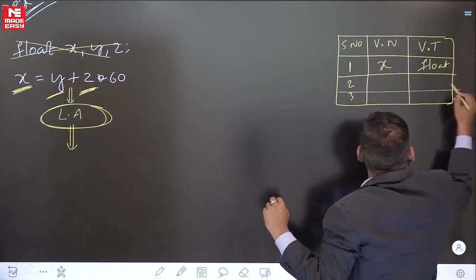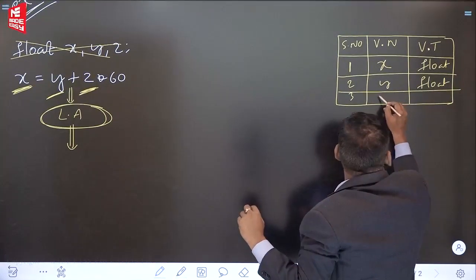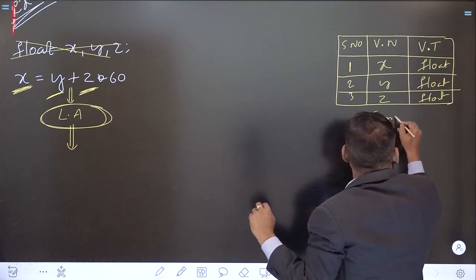Next one. What is the second variable name? Y. Type float. What is the third variable name? Z. Type float. Symbol table.